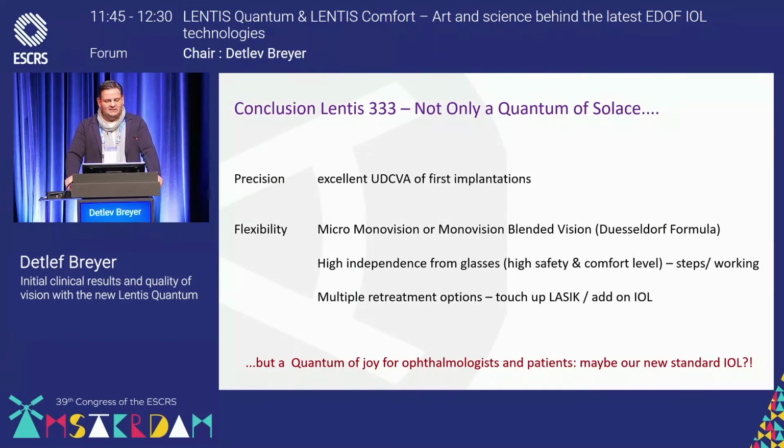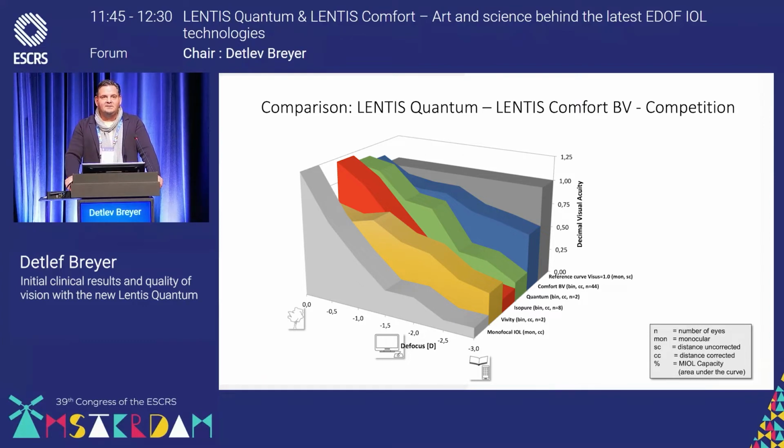So we have an excellent precision, and we do have a great flexibility as well, because we can do a micro monovision or monovision blended approach, as with the Comfort IOL. We achieve a very high independence from glasses if we do a monovision approach, with a high safety level and a high comfort level for the patients. And what I like in comparison to diffractive IOL, we have multiple retreatment options in late surgery with touch-up LASIK or add-on IOL if you want to improve the patient's vision and meet his personal needs.